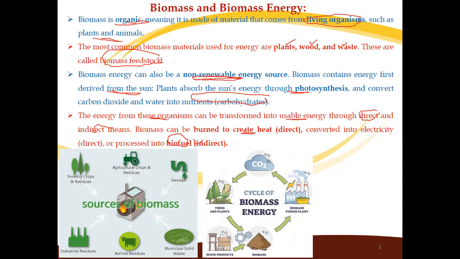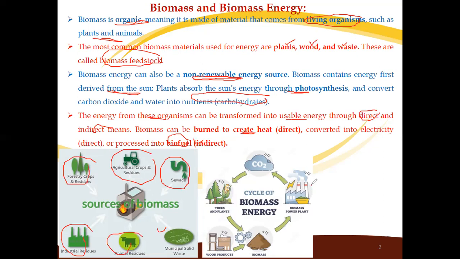So what are the various sources of this biomass? It may be sewage, municipal sewage. It is agricultural crops and residues. Then forestry crops and their residues. Then we have industrial residues. We have animal residues and municipal solid waste, that is MSW. So these are the various sources by which we can have biomass, and we use this biomass to create energy.